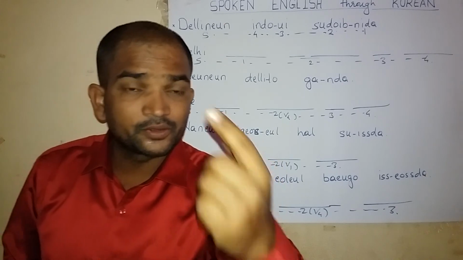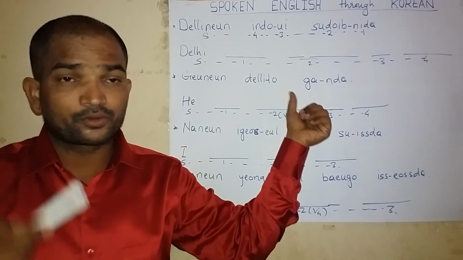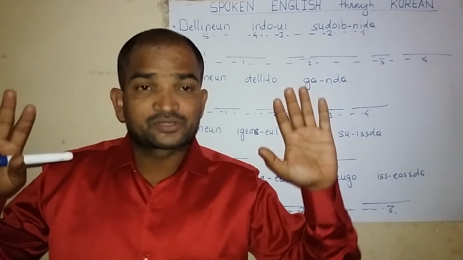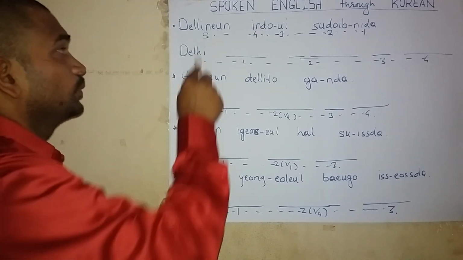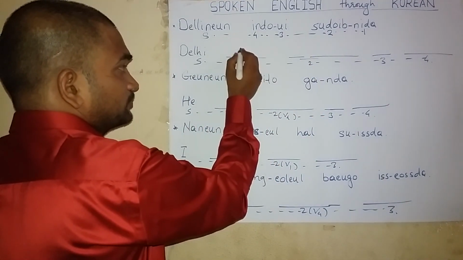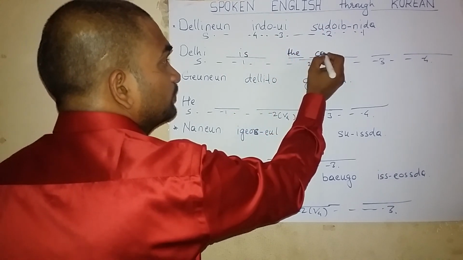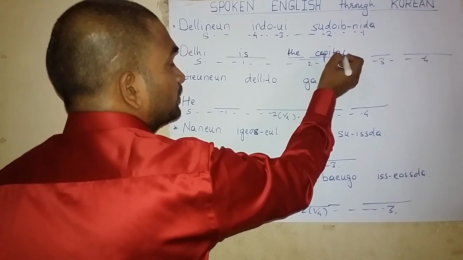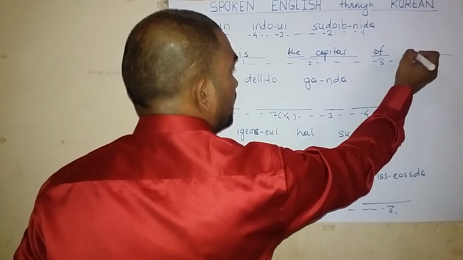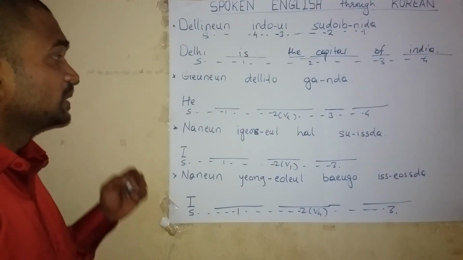Now pause the video, try to speak the sentence in English, and while speaking, type the sentence in the comment box again and again. Now start. Look at the word for Delhi. The word for Nida is "is". The word for Sudoib is "the capital". The word for we is "of". The word for Indo is India. Delhi is the capital of India.